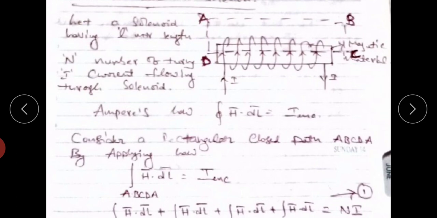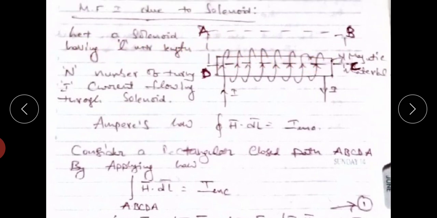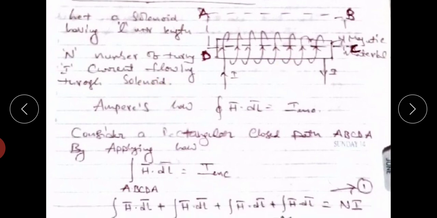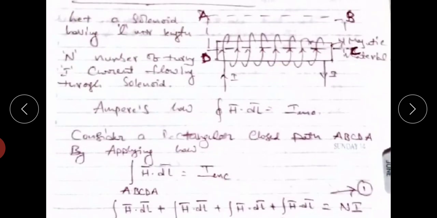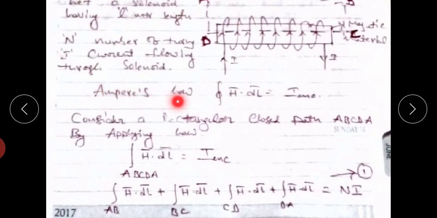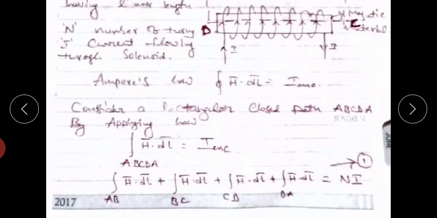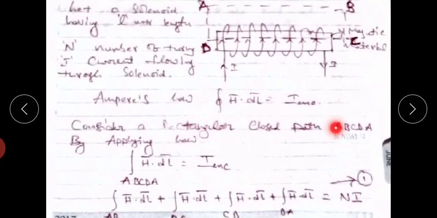Let the solenoid have L meters length, N number of turns, and the current flowing through the solenoid is I. If you supply current, the solenoid acts as a magnet. It is an electromagnet, rectangular in shape. We know Ampere's circuit law: closed line integral of H dot dl equals I enclosed. To apply Ampere's circuit law, consider a rectangular closed path ABCDA.